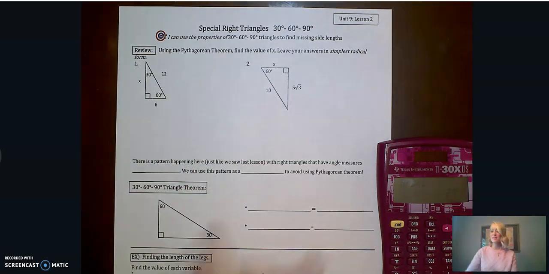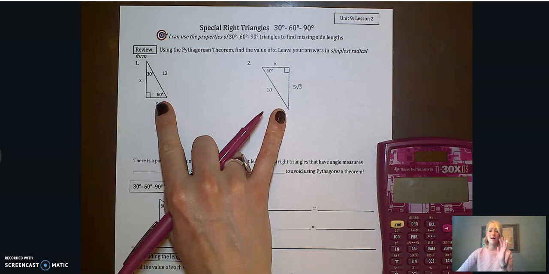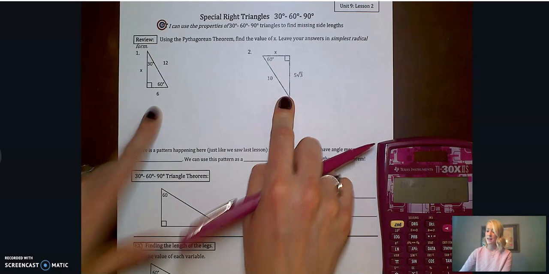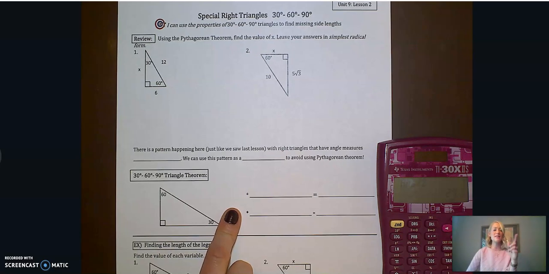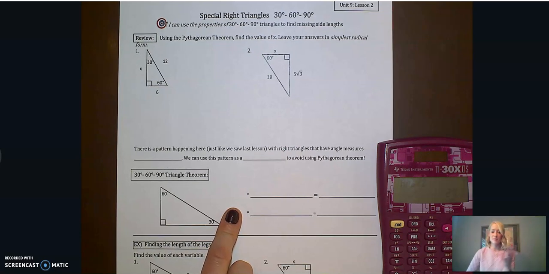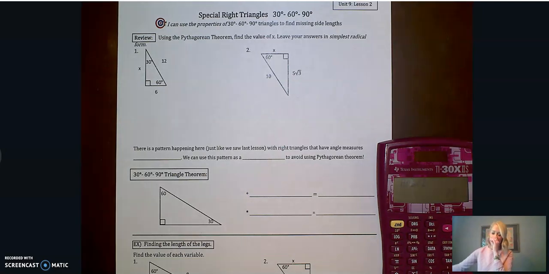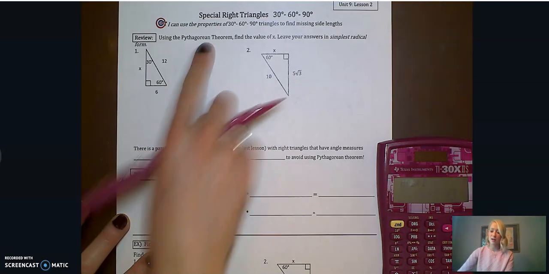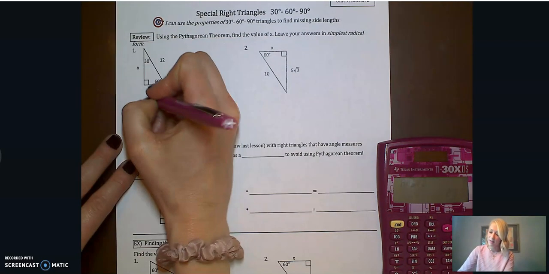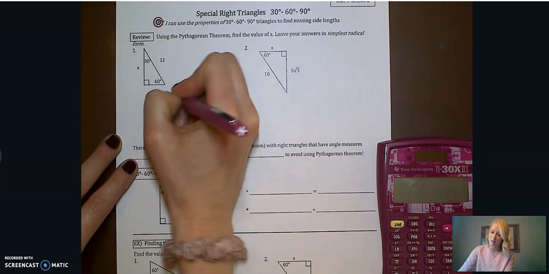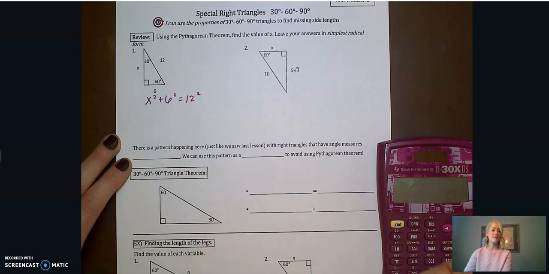So let's start the same and do Pythagorean theorem on these two triangles up top. That's going to help us discover the pattern going on between the sides in 30, 60, 90 triangles. So here we go. Remember that in Pythagorean theorem, the hypotenuse has to go by itself. These guys are the legs. So I'm just going to go x squared plus 6 squared equals 12 squared.